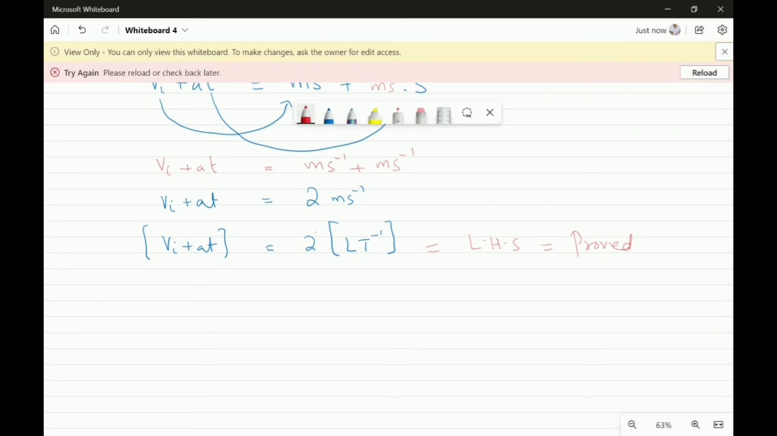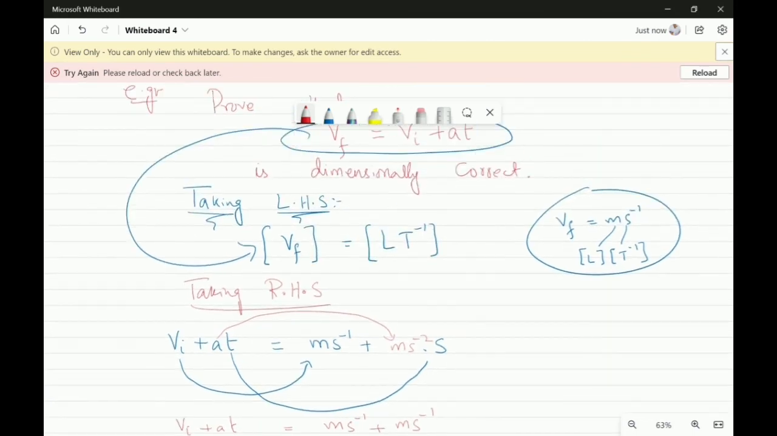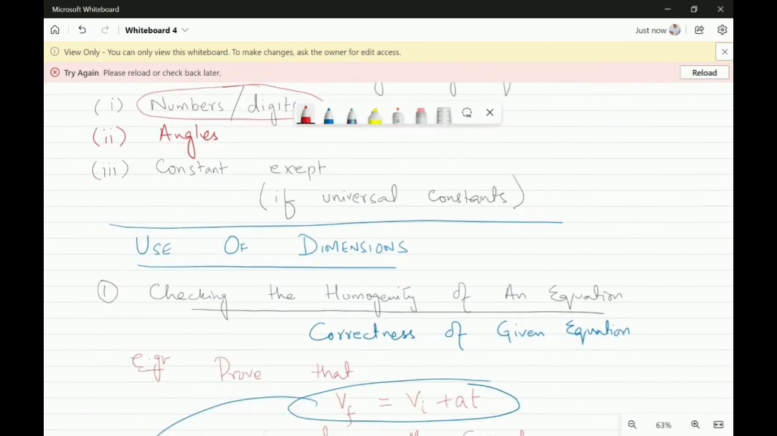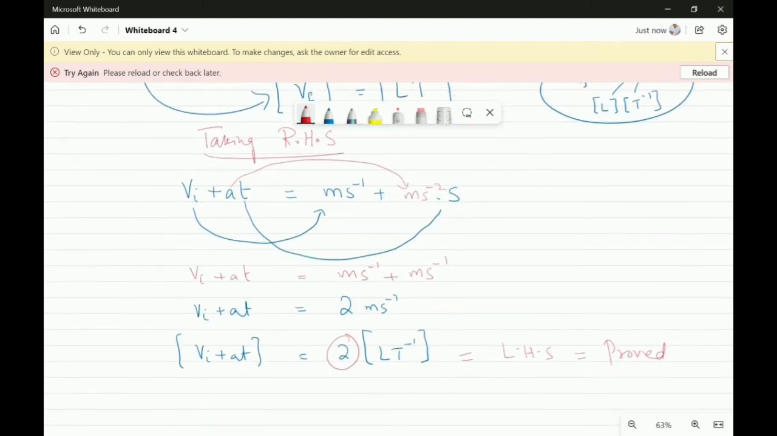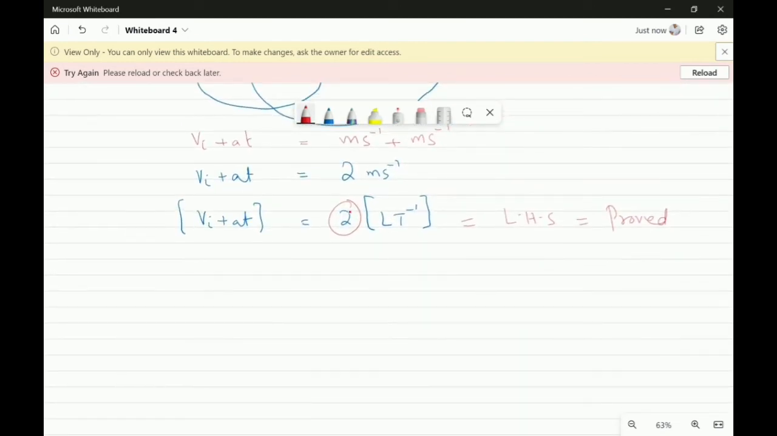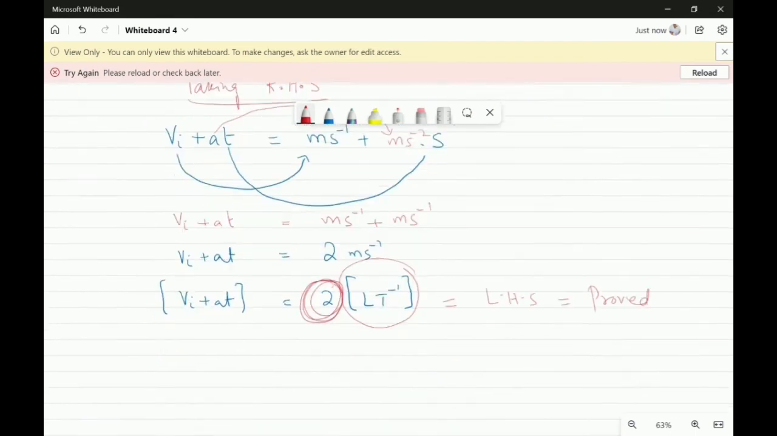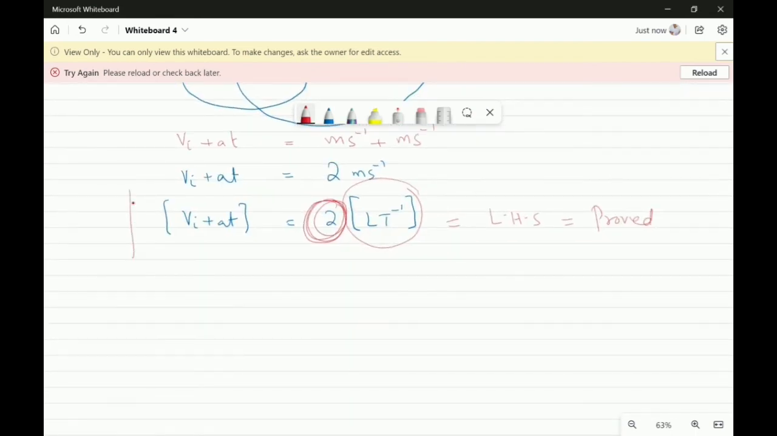But you will say, sir, what does it mean by 2? Now look again, what I told you. I told you dimensions do not give us any information about numbers or digits. What does it mean? It means right now in our equation we are having this 2. Now 2 is a number, so therefore it doesn't have any dimension. That's why we will say the dimension on the right hand side is the same as the dimension of left hand side, and therefore we will say that our given equation is dimensionally correct.